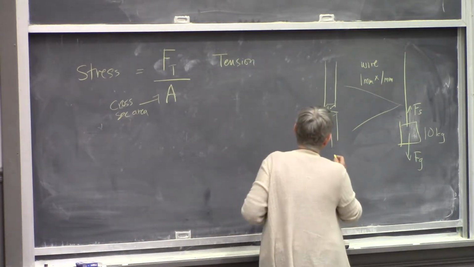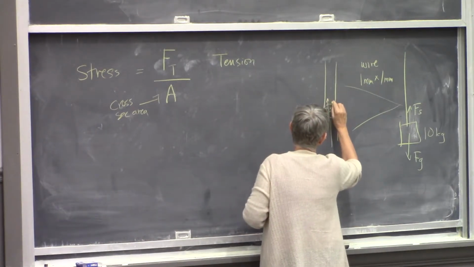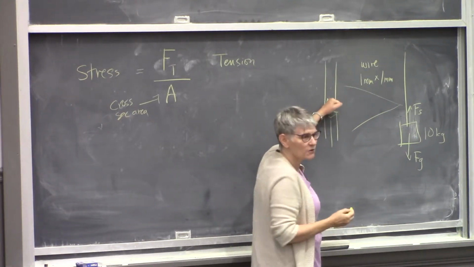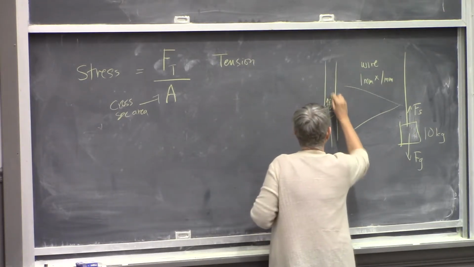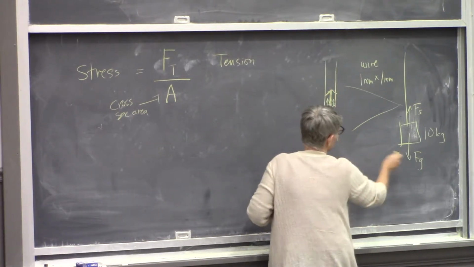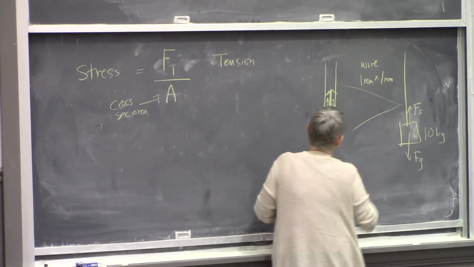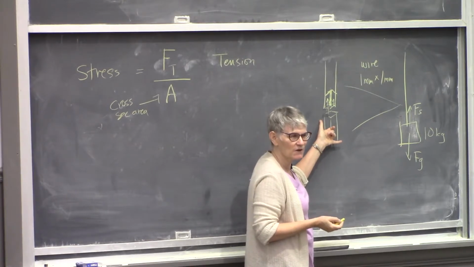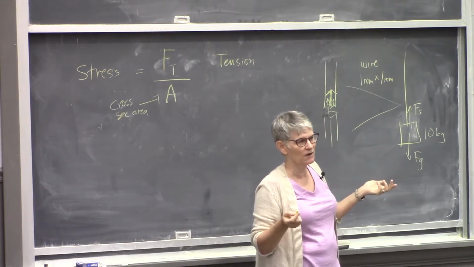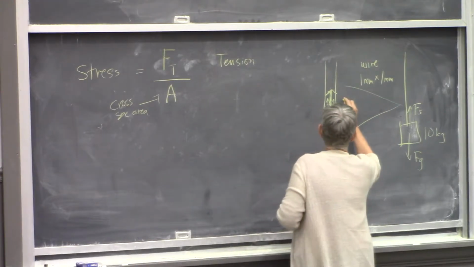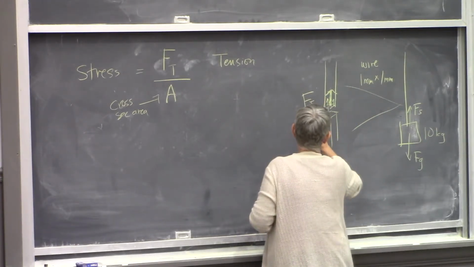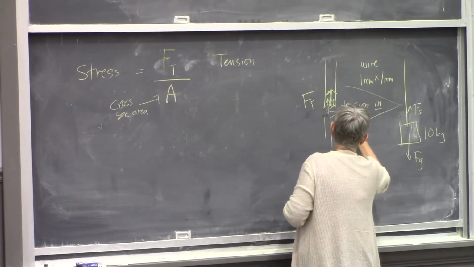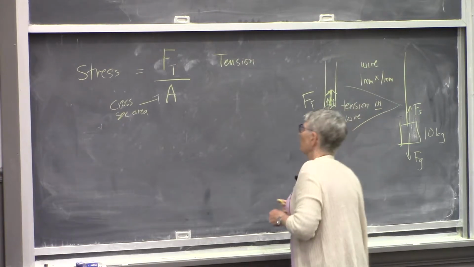every atom in here has to be exerting upward forces, and they all have to add up to this force plus the gravitational force on the mass of the wire below it, which isn't very big. We usually ignore that. So it makes sense to call this the tension in the wire.